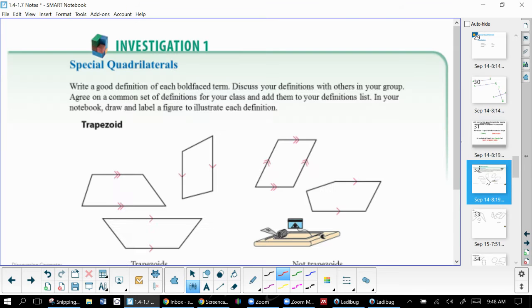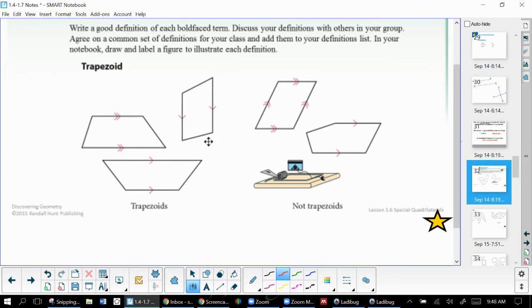Okay, so first one up, take a look at those. Those three are trapezoids. Those three are not trapezoids. I didn't have you do that homework question, so you probably didn't get that one. So write your definition down, and then we'll come back.